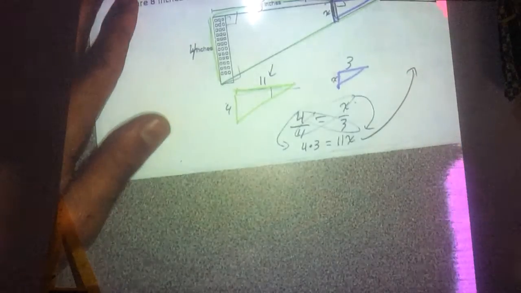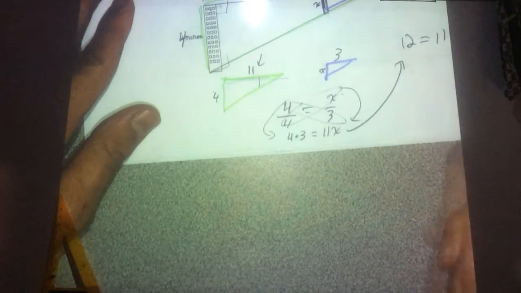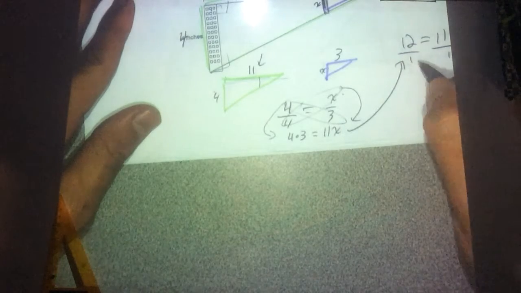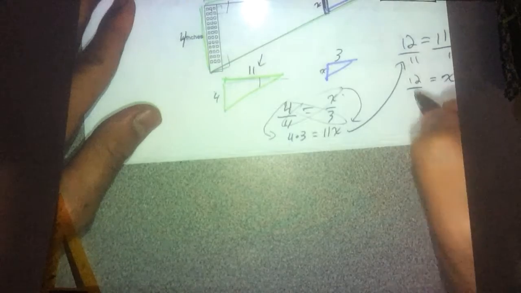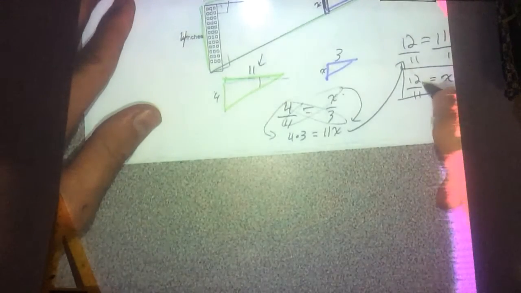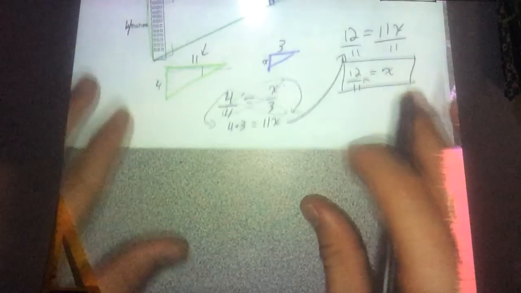I'm just going to come up here because I'm running out of room. So that gives me 12 is equal to 11x. I'll divide both sides by 11, which gives me x is equal to 12 over 11. And that is my answer, 12 over 11 inches.